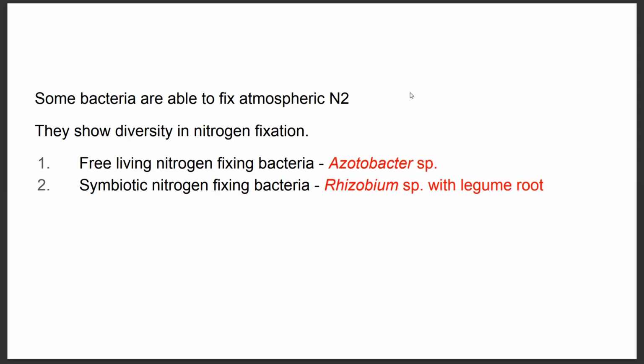Okay. Now, again, some bacteria, not all, some of them are capable of fixing atmospheric nitrogen. Fixing atmospheric nitrogen means they can convert N2 into ammonia, right? In the later sections of this lesson, you will learn the nitrogen cycle, right? So they show diversity in nitrogen fixation. Free-living nitrogen fixing bacteria, for example Azotobacter.